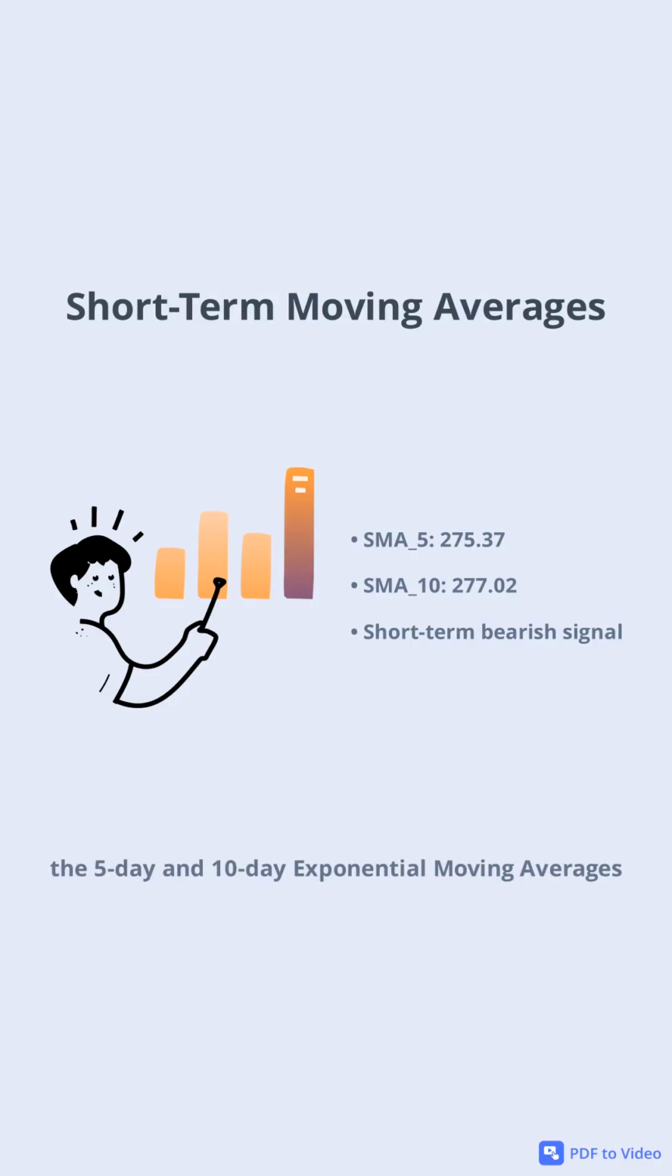Similarly, the 5-day and 10-day exponential moving averages (EMAs) are also higher than the current price. This alignment typically signals that sellers have recently dominated and the stock may be under short-term pressure.